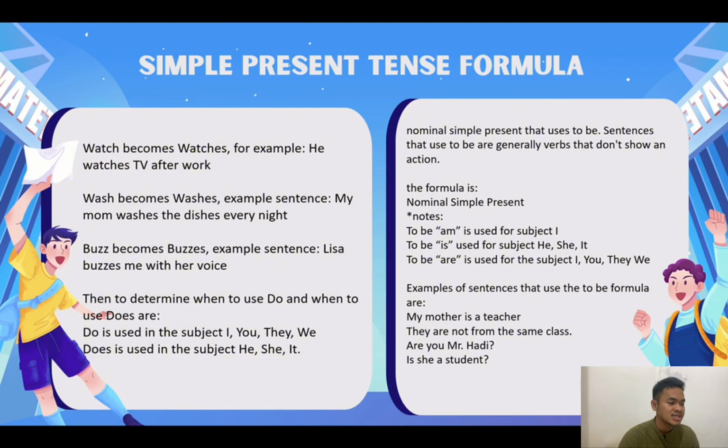Nominal simple present uses to be; these sentences generally have verbs that don't show an action. The formula is to be: am is used for subject I, is is used for subject he, she, it, and are is used for the subjects you, they, we. Examples of sentences that use the to be formula are: My mother is a teacher. They are not in the same class. Are you Mr. Hadi? Is she a student?